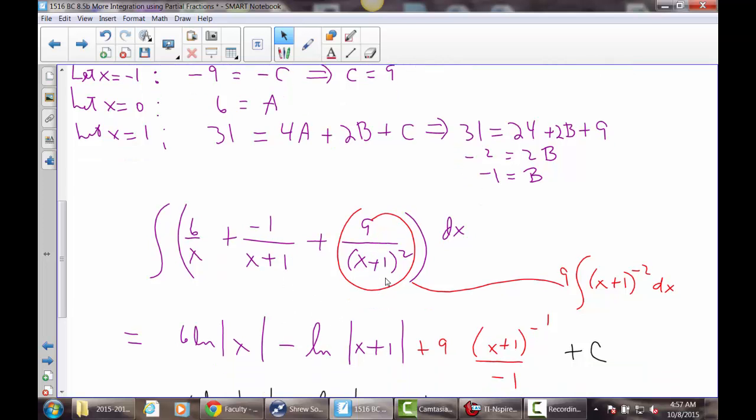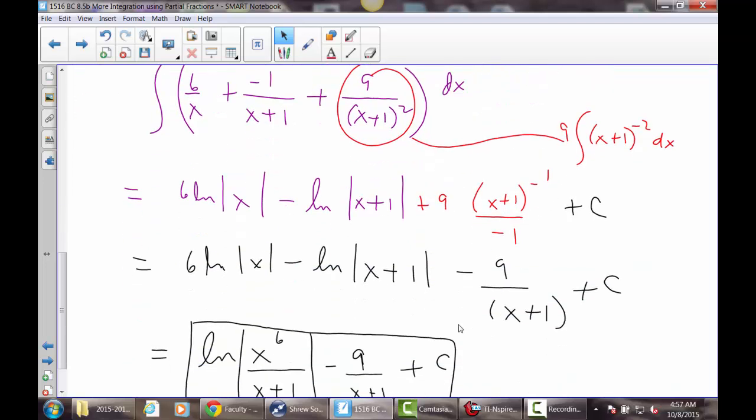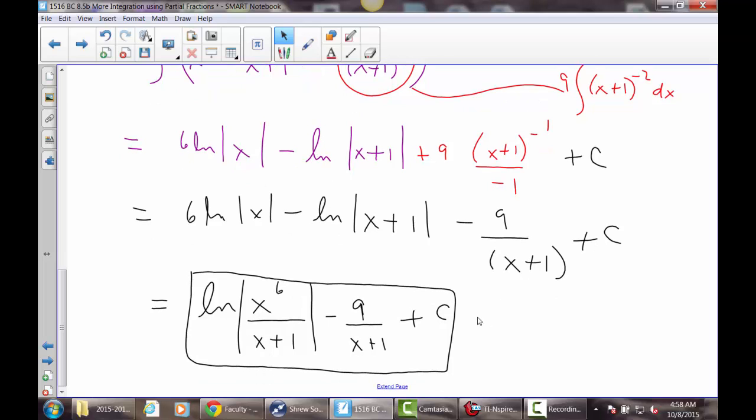This is, of course, a very different situation. This is x plus 1 to the -2. Let u equal x plus 1, du is dx. So we have u to the -2, which we integrate, and we get u to the -1 over -1, the 9 I just pulled out. And then it's just a question of rewriting it. Of course, this is a fine answer, but they might decide to use their log properties, bring the 6, make this x squared, and then change the subtraction into a division.